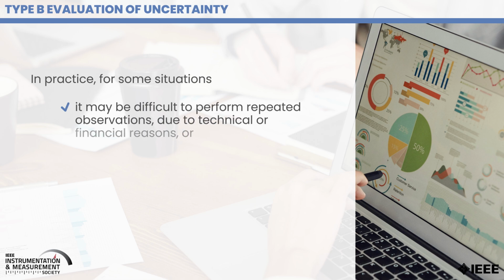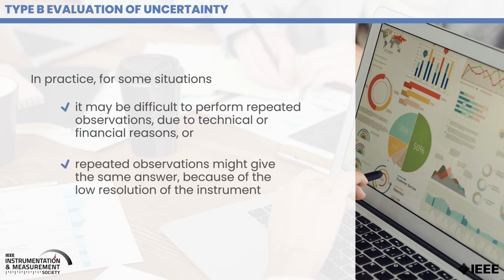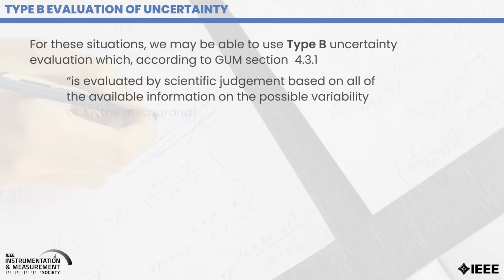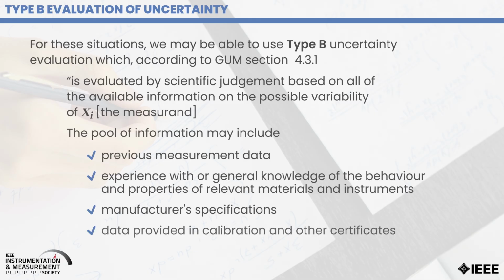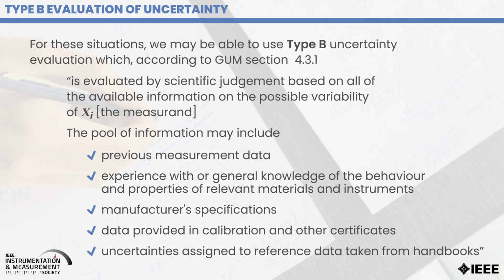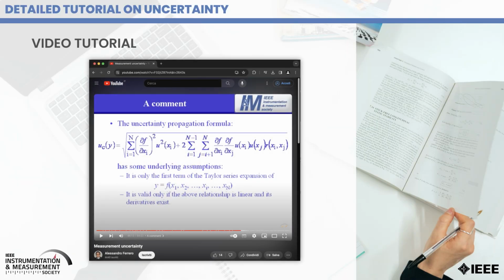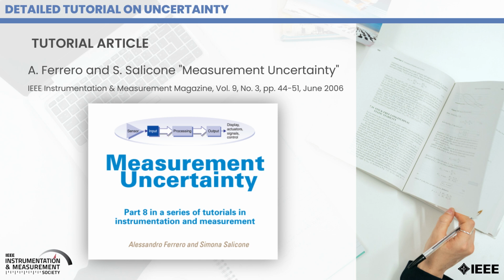But if we cannot make multiple observations for whatever reason, then the standard tells us to use the type B evaluation method, where we use things like previous measurement data, manufacturer specification, and some other information in order to be able to quantify the uncertainty. So for more about uncertainty, I strongly recommend the tutorial of my colleague, Professor Alessandro Ferrero from the Polytechnic University of Milan in Italy. He has both a video on YouTube and a very accessible article in the IEEE Instrumentation Measurement magazine about uncertainty.